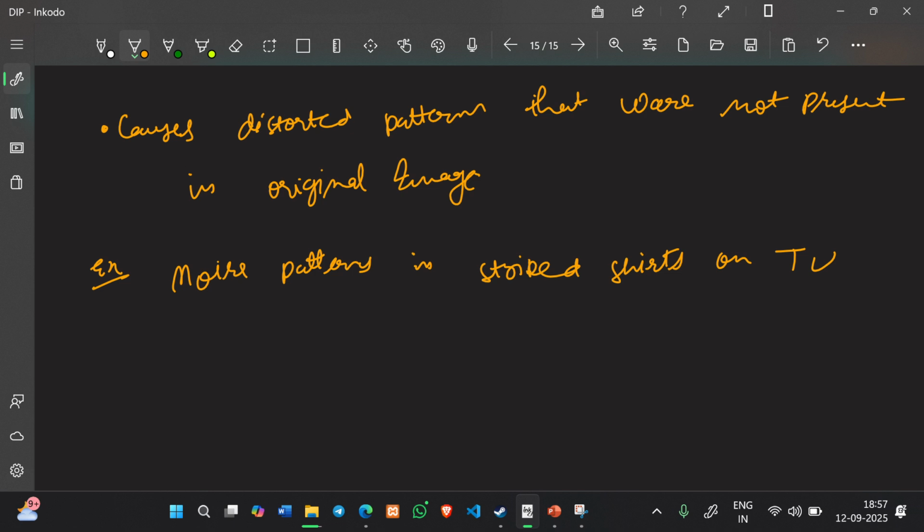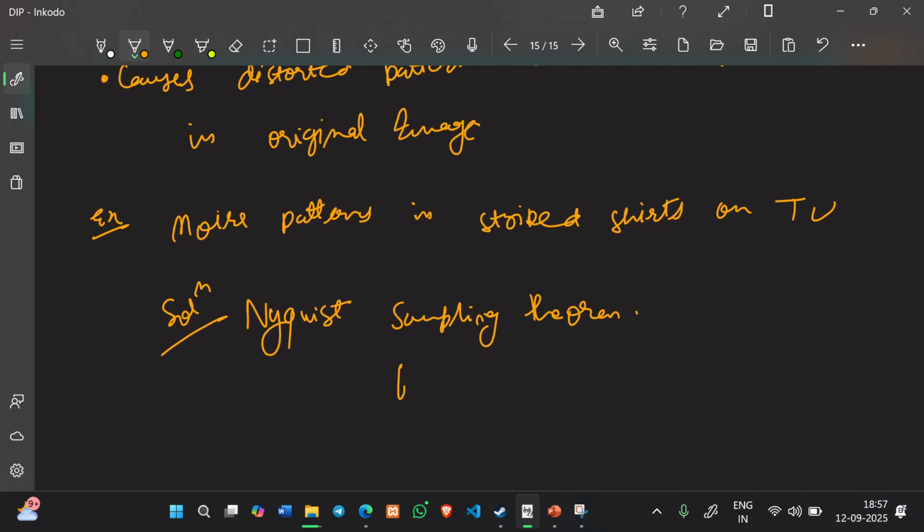The sampling theorem. Which sampling theorem? Nyquist. So its solution is the Nyquist sampling theorem. What it says basically is that fs should be greater than or equal to 2 f max. So the value of fs should be greater than or equal to twice the f maximum.